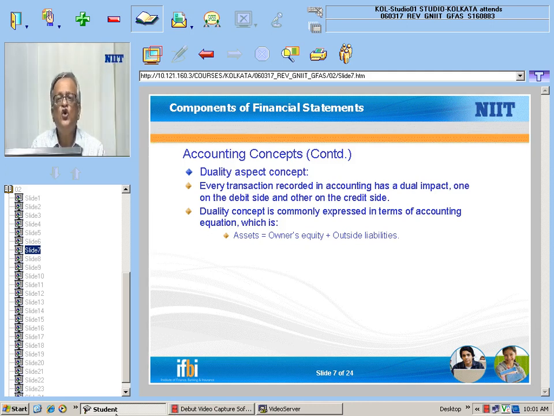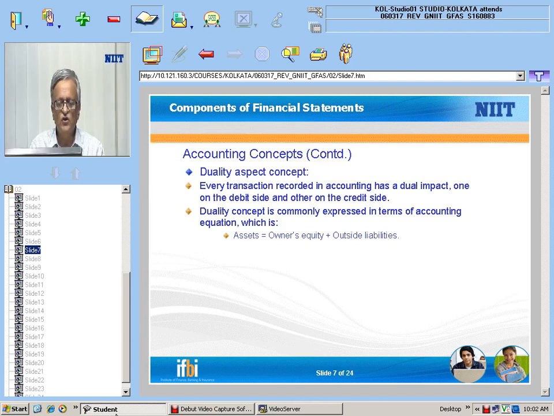The duality aspect is commonly expressed in terms of the accounting equation. What is that accounting equation? Asset is equal to owner's equity plus outside liabilities. Assets are in debit balance. Liabilities and equity are in credit balance. So the debit side is equal to the credit side. Why has it happened? Because of the duality concept: for every transaction there is a credit entry as well as a debit entry.